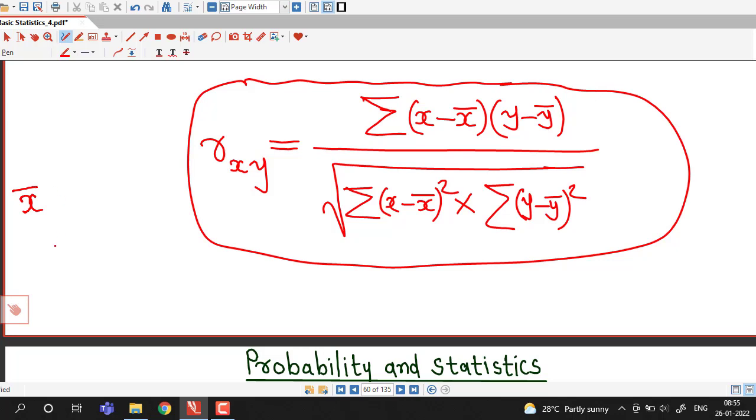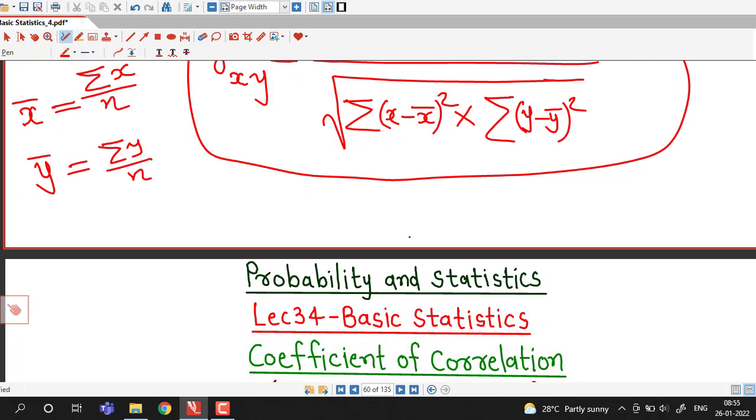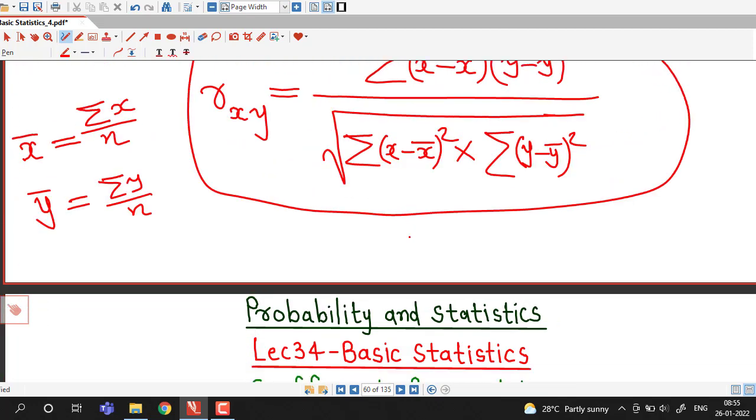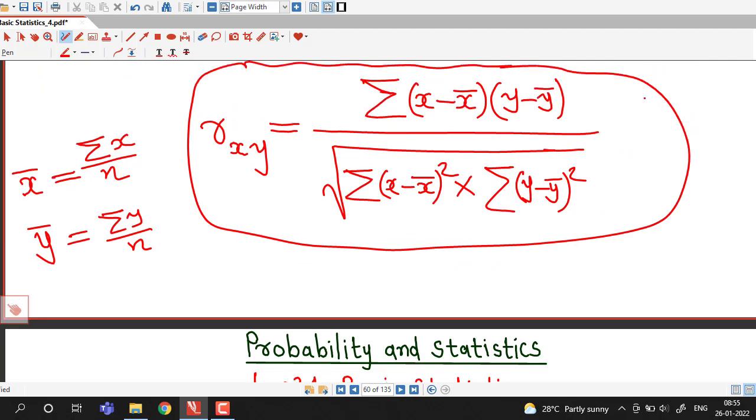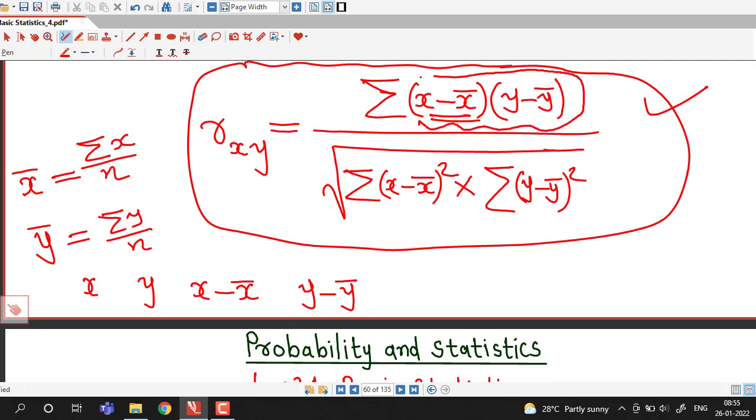Here x bar and y bar are mean of x and y, which we can compute by the formula sigma x by n and sigma y by n. So first we will find out sigma x and sigma y and we will prepare the table, and from the formula we can decide which columns we will require. For sigma x and sigma y we will require the first two columns as they are, x and y. Then we will find out the deviations of x values from x bar, then deviations of y values from y bar. Then we require the product of these two deviations.